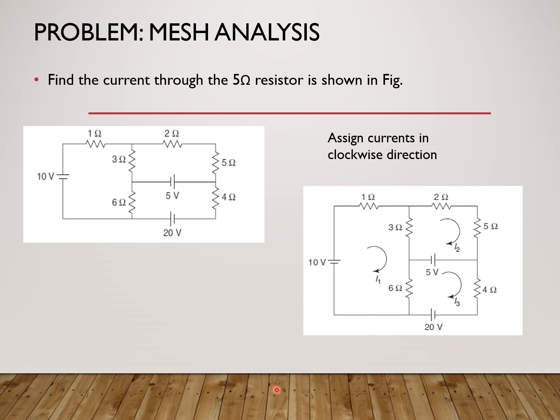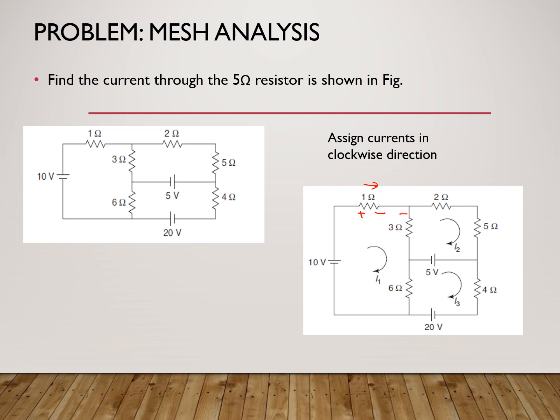So how do you do that? As you follow I1 in the first loop, I1 is flowing like this through the 1 ohm, so this would be plus and minus, because the current I1 is flowing like this. Again, I1 is flowing like this.